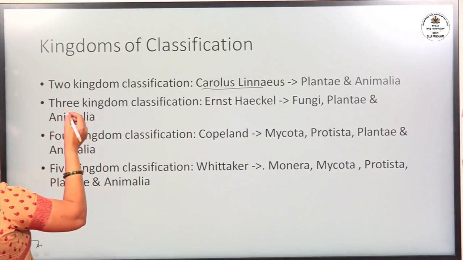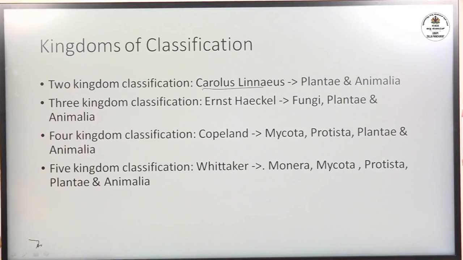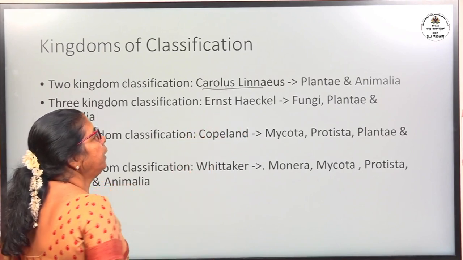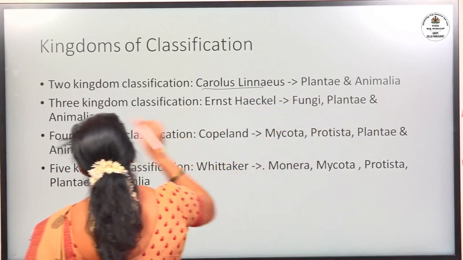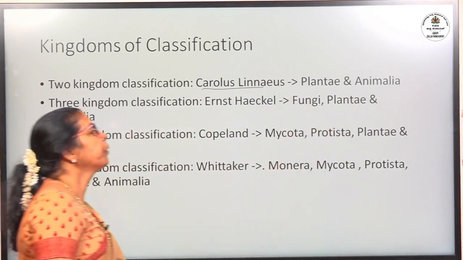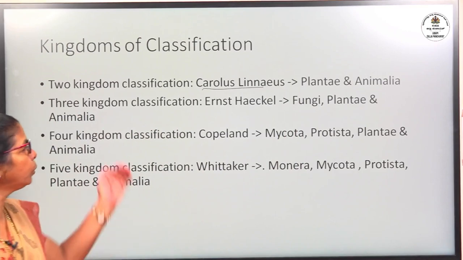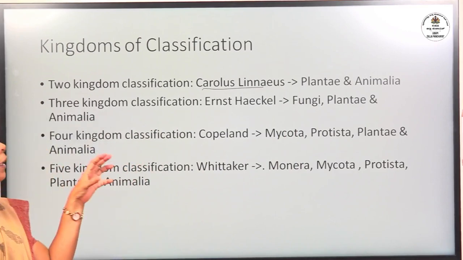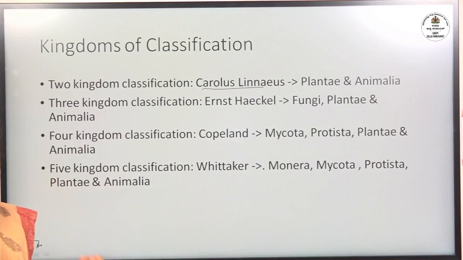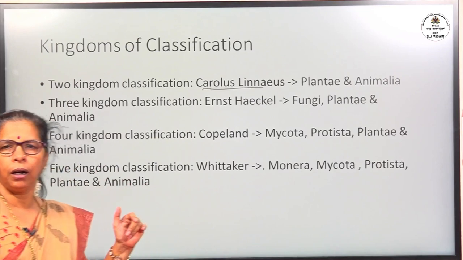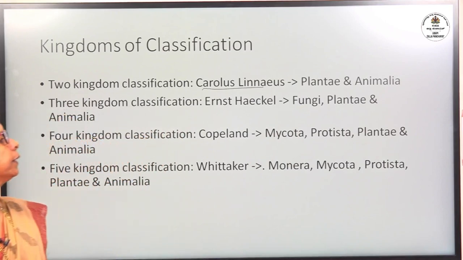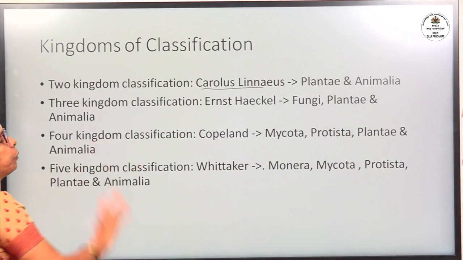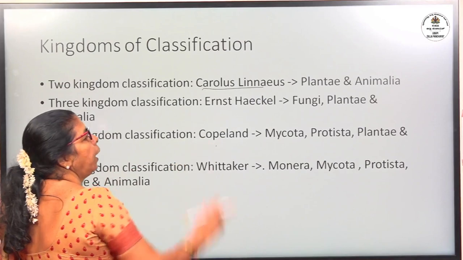Another one is the three kingdom system of classification, that was proposed by Ernst Haeckel, and according to him, in addition to Plantae and Animalia, he separated fungi or kingdom Mycota. He introduced Mycota or fungi, and eukaryotic organisms with a saprophytic or heterotrophic mode of nutrition are kept under fungi. Then the four kingdom system of classification was proposed by Copeland.